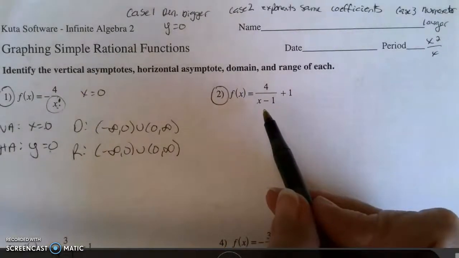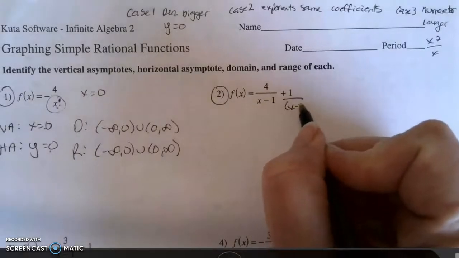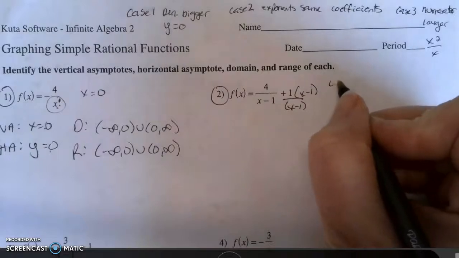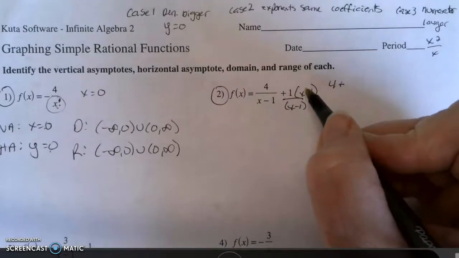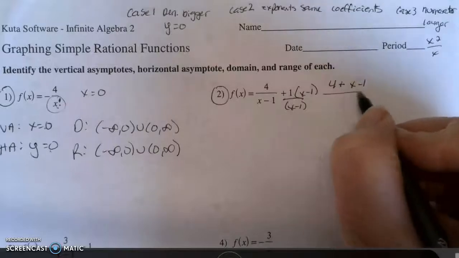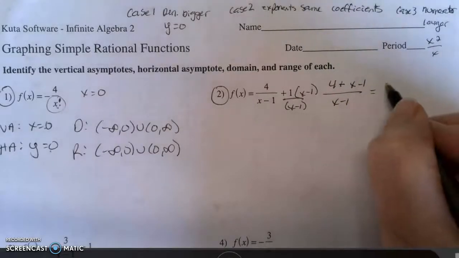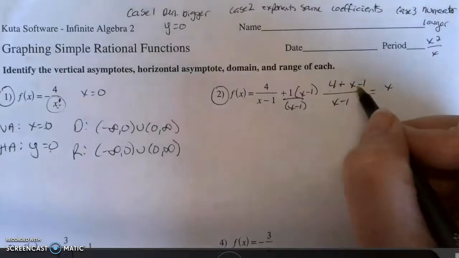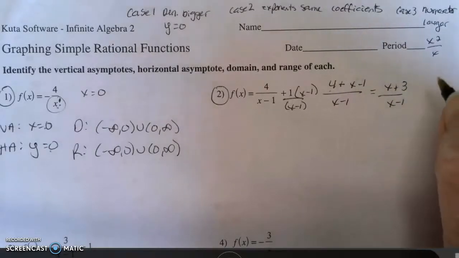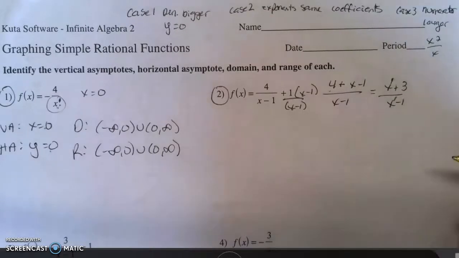All right, so here we need a common denominator. So our denominator is going to be x minus 1. So we have 4 plus, and I'm going to distribute to get x minus 1. Combine my like terms. 4 minus 1 is 3. So this is case 2. They both have an exponent of 1.